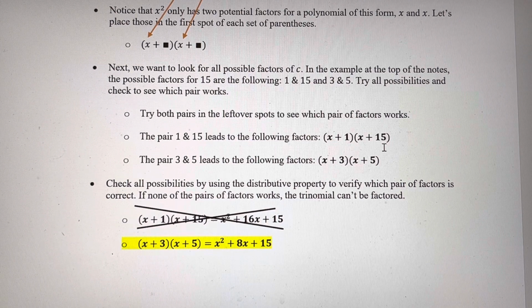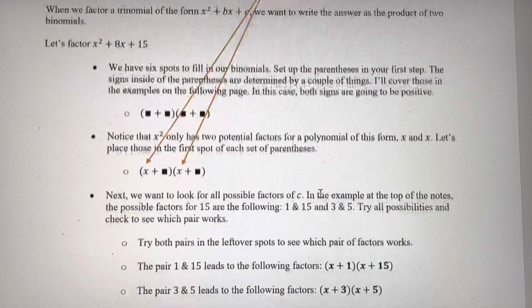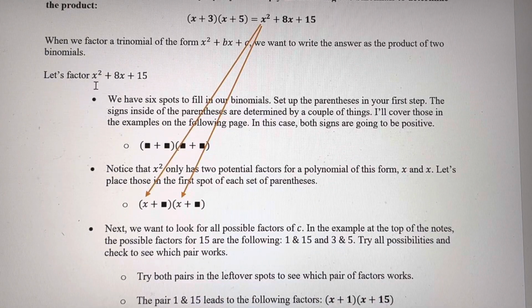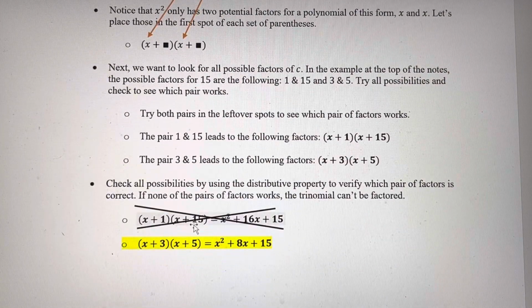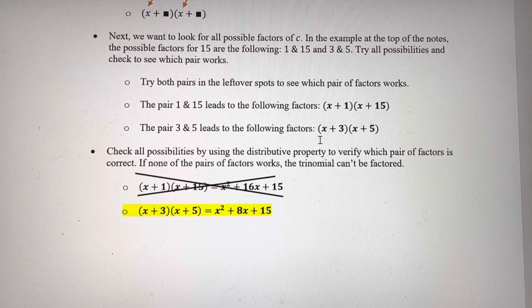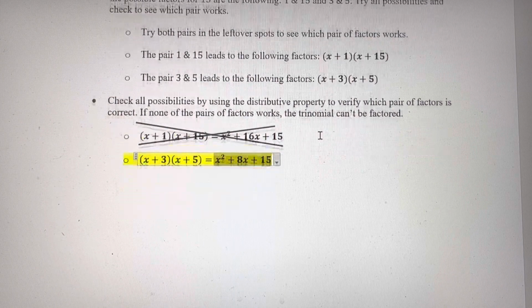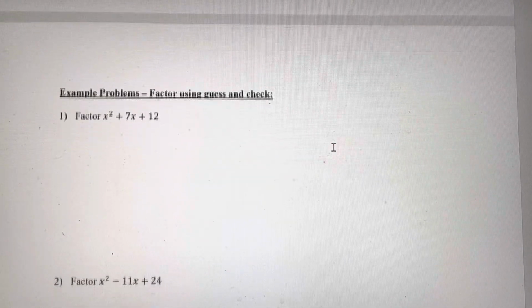That's the guessing part. The check part is I actually want to multiply these 2 binomials out to get what I started with, in this case, x squared plus 8x plus 15, okay? So we want to multiply x plus 1 times x plus 15. We don't get what we started with. Notice the 16x is not the 8x, all right? So that's why my answer is going to be the product of these 2 binomials, because this matches with the trinomial I started with, okay? So if you need to right now, pause the video, go back and read through this a little bit, but I'm going to go ahead and work some examples here, okay?